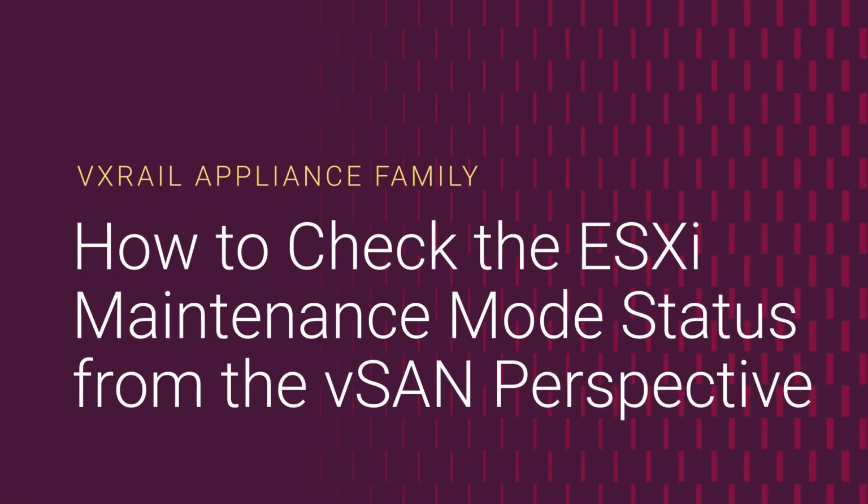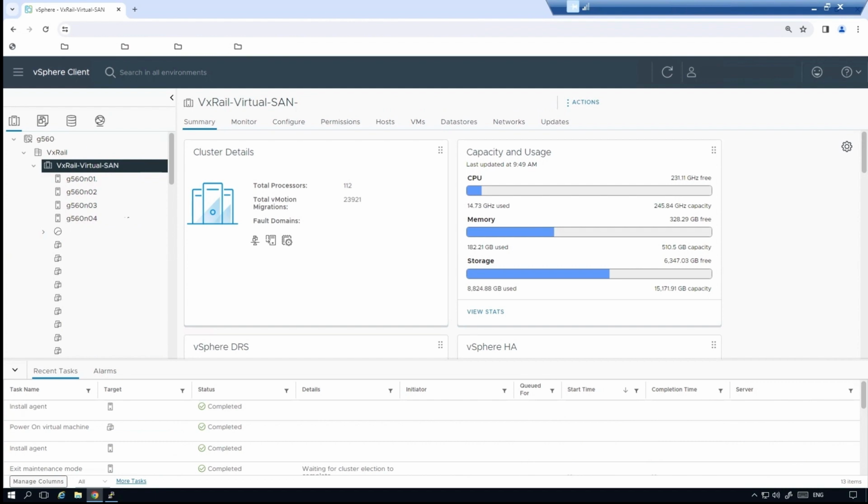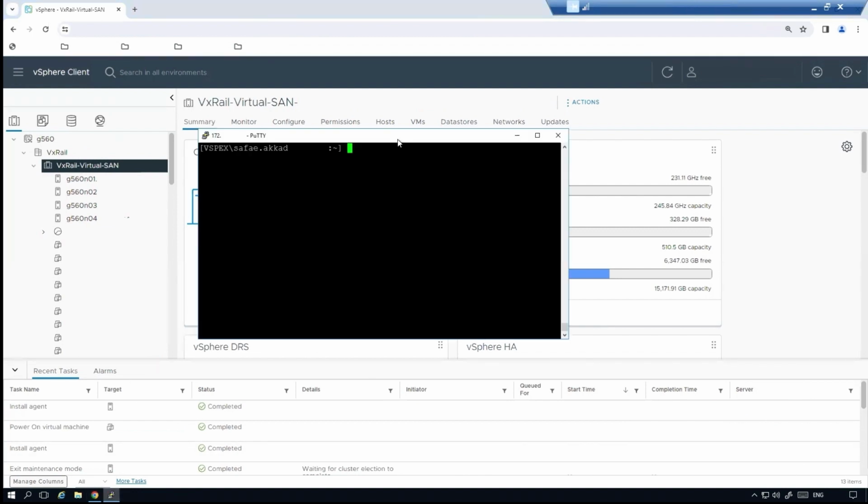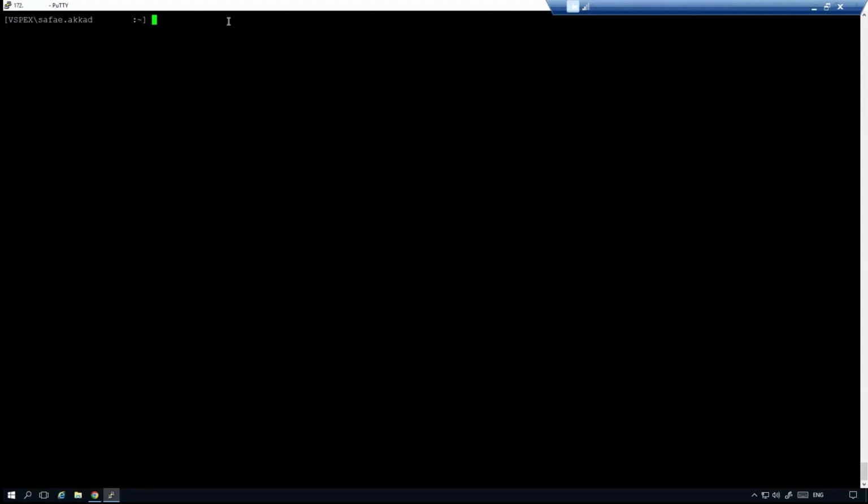Today we are going to see how to check the ESXi maintenance mode status from the vSAN perspective. To check if an ESXi has entered maintenance mode with vSAN or is stuck, open an SSH session to any one of the hosts, log in, and run the following command.